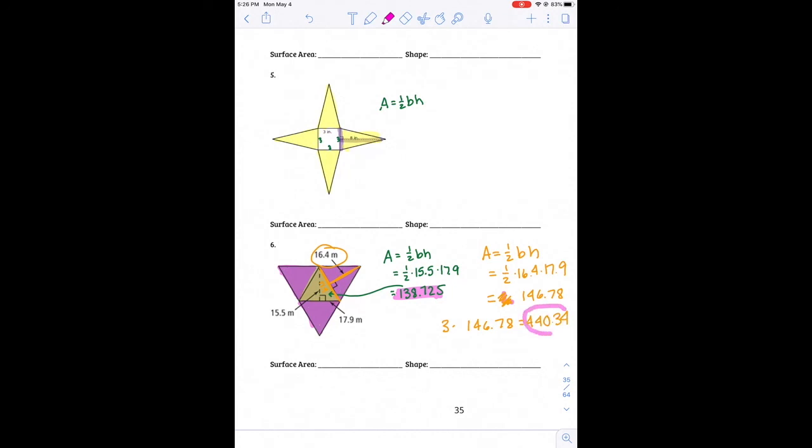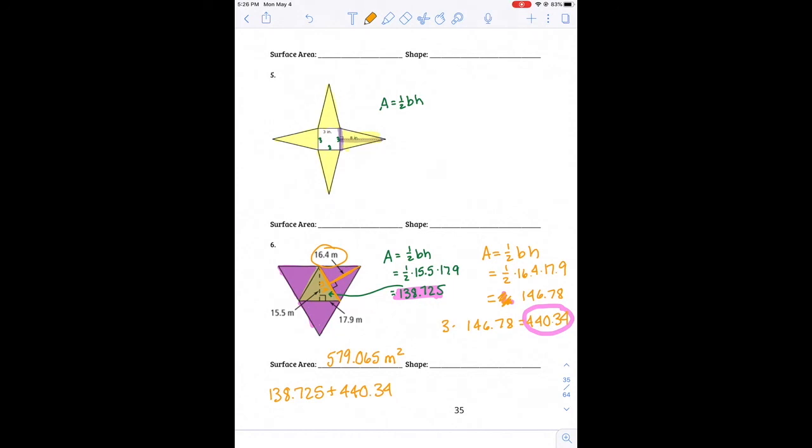You can't really see that, so I'll circle it. What is my last step going to be? Do that last step. Pause the video. The last step would be to add them. So 138.725 plus 440.34, and then we have to find what that equals. And I got 579.065, and that's going to be meters squared.